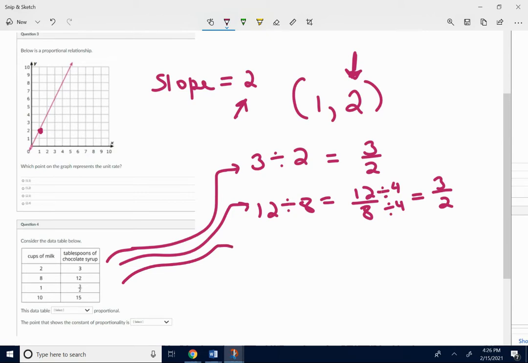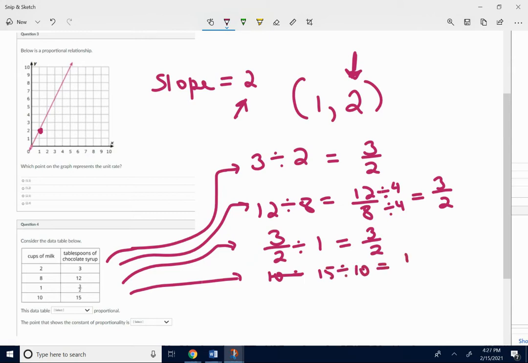Next, 3 halves divided by 1. You don't really need to do any work with that because anything divided by 1 is itself, so we get 3 over 2 again. And then 15 divided by 10 would be 15 over 10. We could reduce that to 3 halves. So we always get the same y divided by x answer, 3 halves. That means it is proportional.